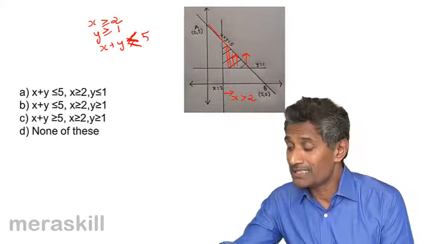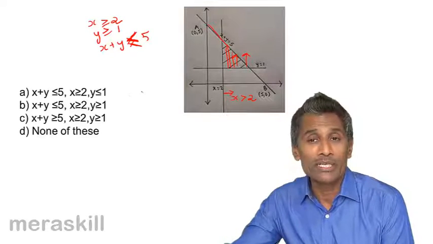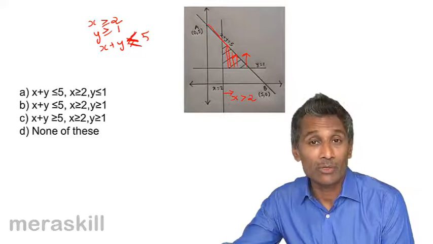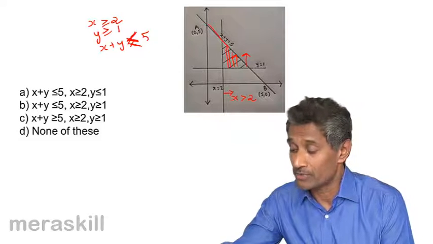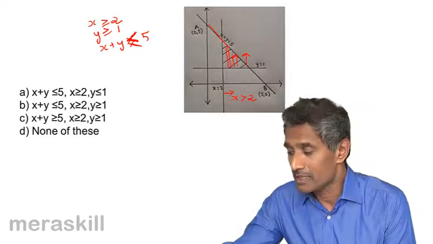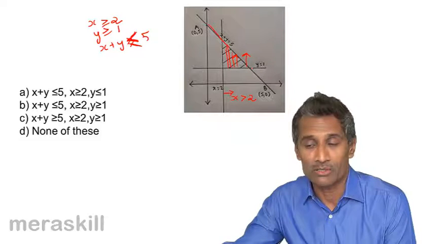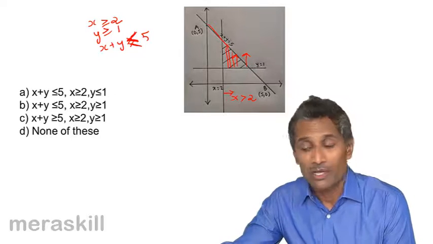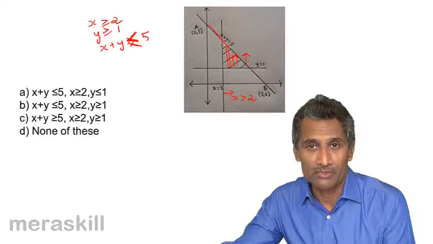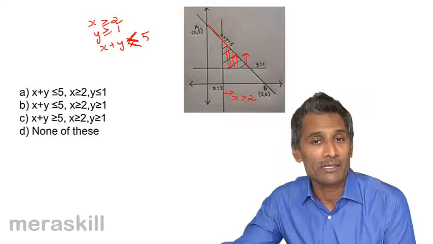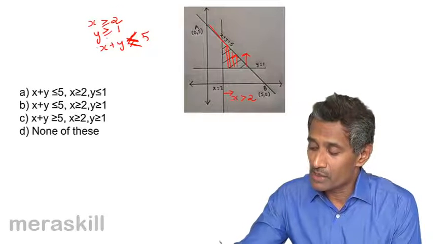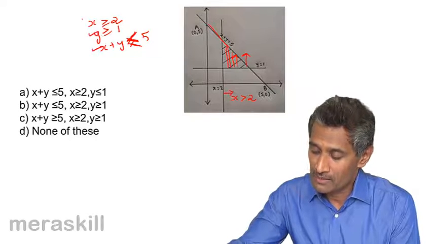Now we note that in this particular case, there is no need to indicate x is greater than or equal to 0, y is greater than or equal to 0, because in any case, it is going to be greater than or equal to 0, because this whole region is falling in the first quadrant. So x and y in any case are going to be positive.